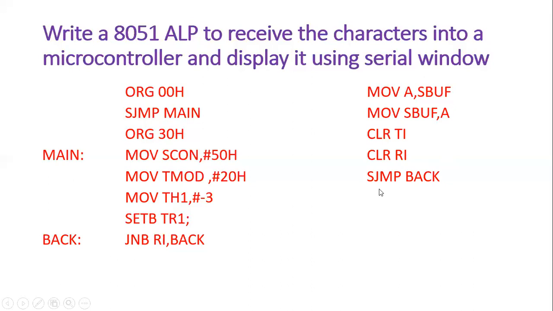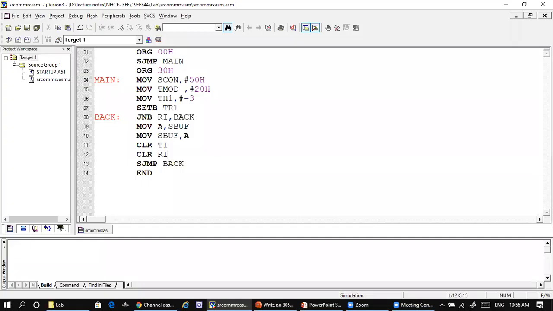If you want to repeat it continuously, if you want to keep receiving characters, you can enclose these statements with an SJMP. So SJMP back, and it will go to here, and again it monitors the RI flag. Like this the operation can be continued, and you can continually receive the data. Once it is written, you can go for the end of the program. Once the program is ended, next we can go for the simulation part.